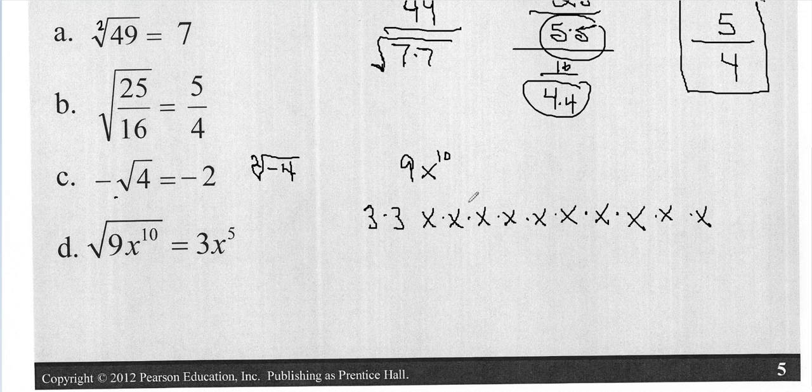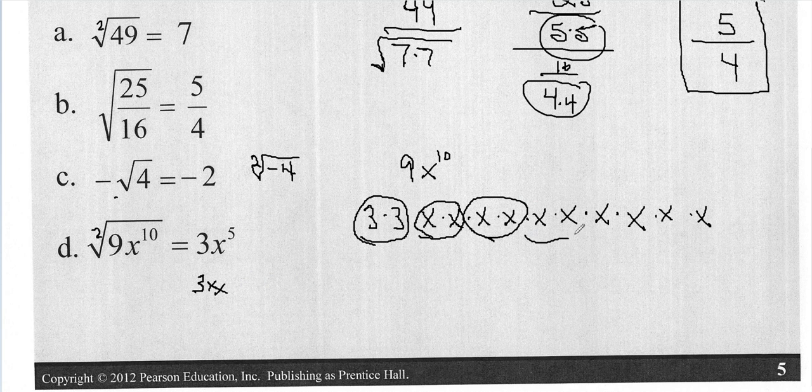All right, so for every 2 of each of these items, because my index here, it's not written, but we know it's 2 with a square root, for every 2, I'm going to take 1 out. So here I've got 2 3's, so the 1 comes out. I'll bring it out here. I've got 2 x's here, so one of the x's comes out. Another 2 x's here. I'll put another x here.